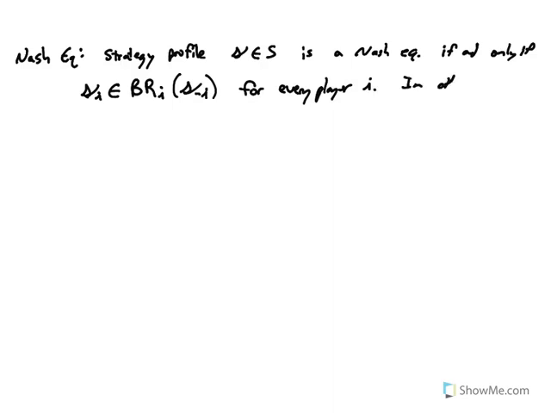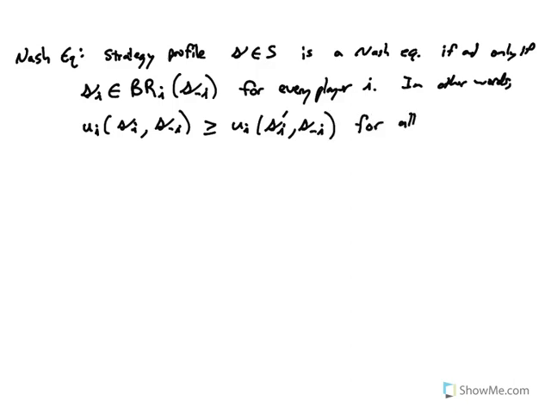Or in other words, the utility to player I of playing SI when everyone else is playing S minus I has to be greater than or equal to the utility to player I of playing S prime I when everyone else is playing S minus I, for all possible S prime I that live within player I's strategy space, and for each player I. Alright, that's our definition of Nash equilibrium.